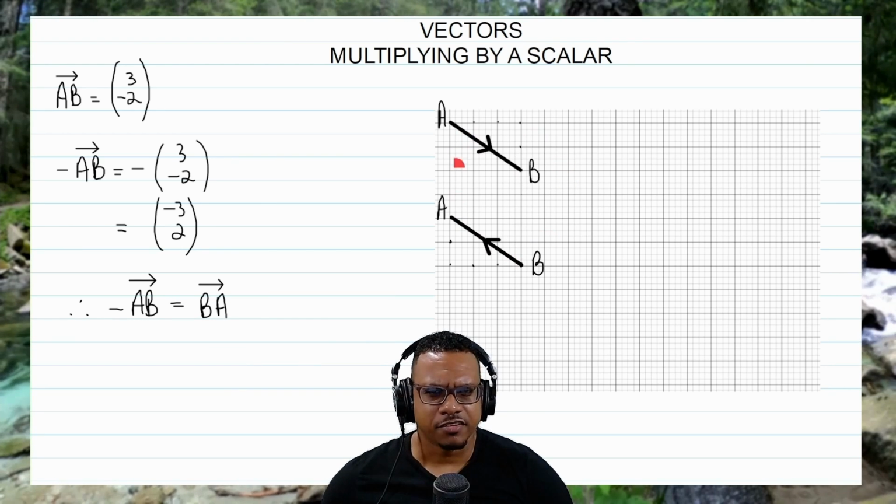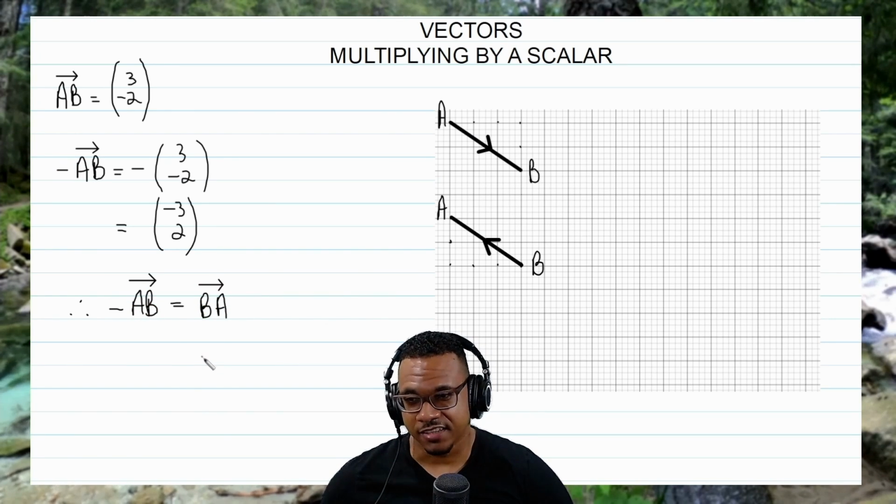So what we can observe here is that when you multiply a vector by negative 1, you switch around the letters. So negative AB, you switch around the letters and get positive BA.